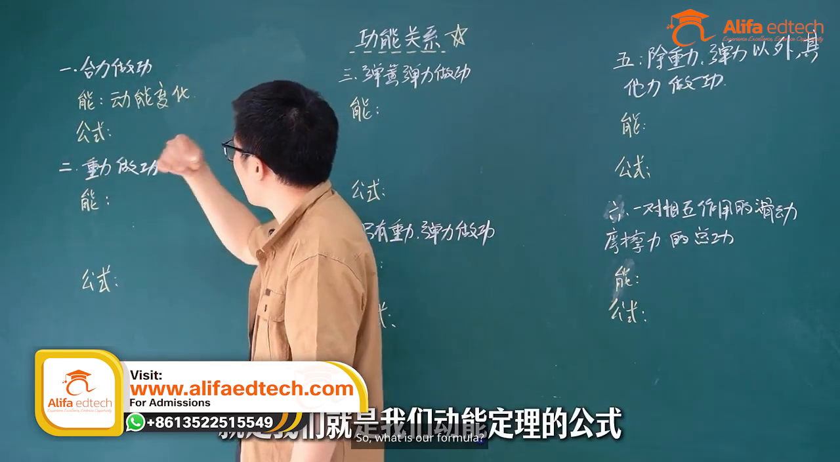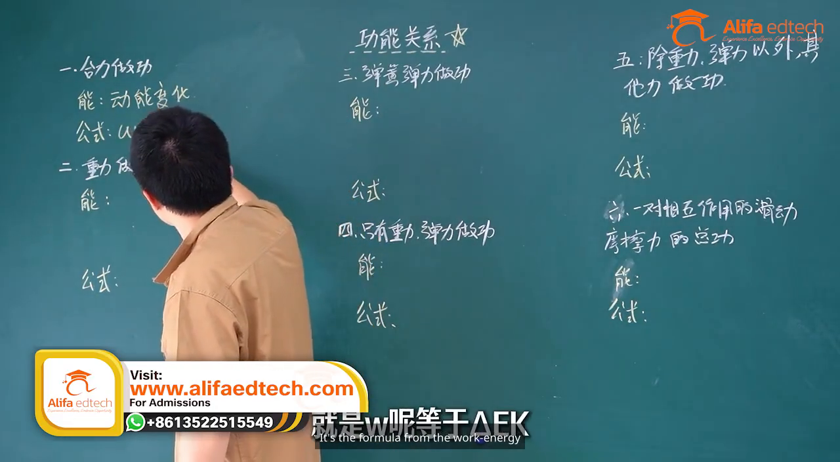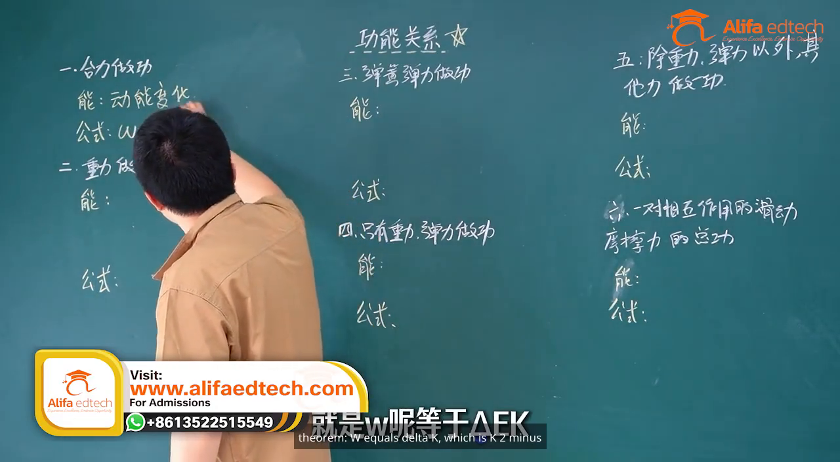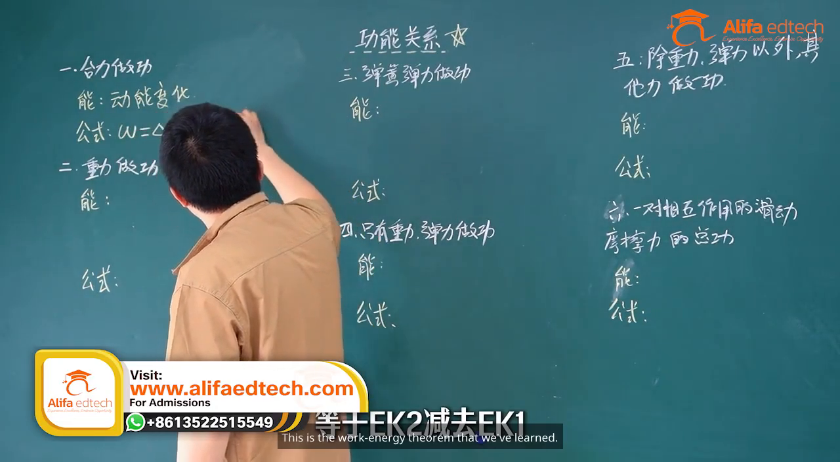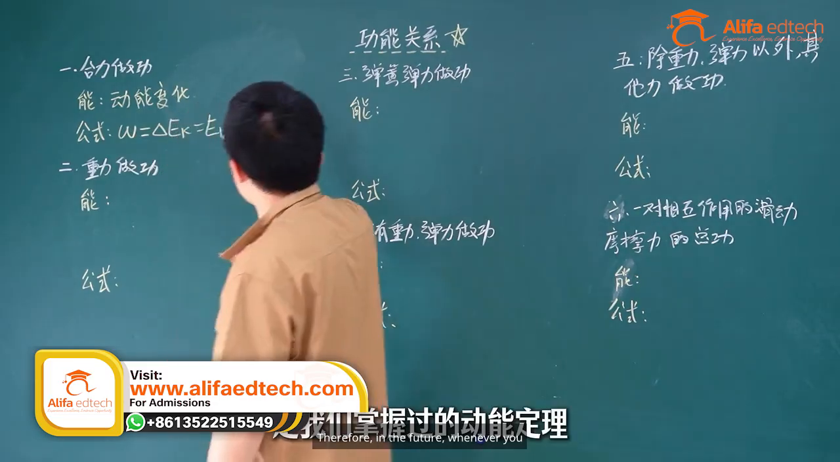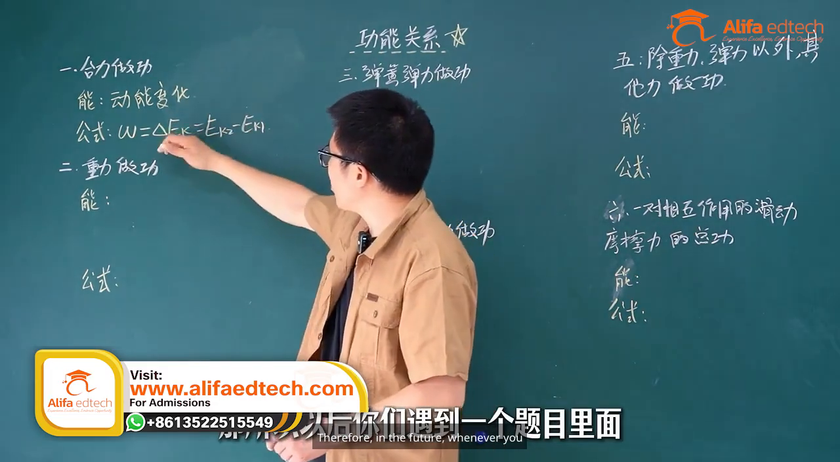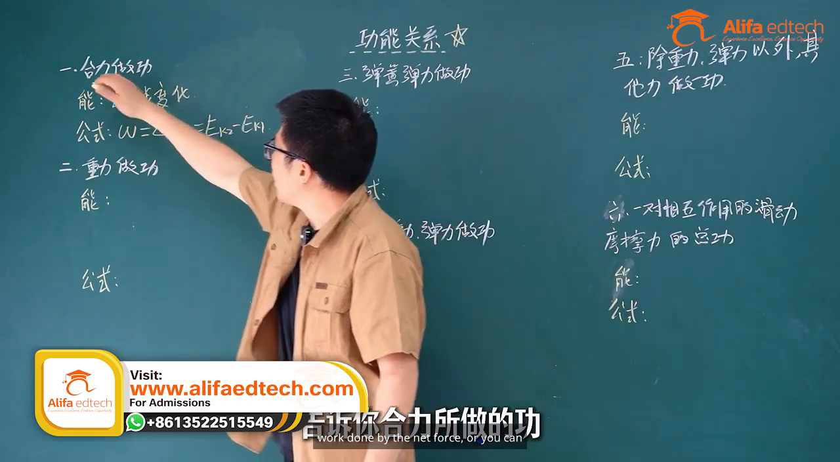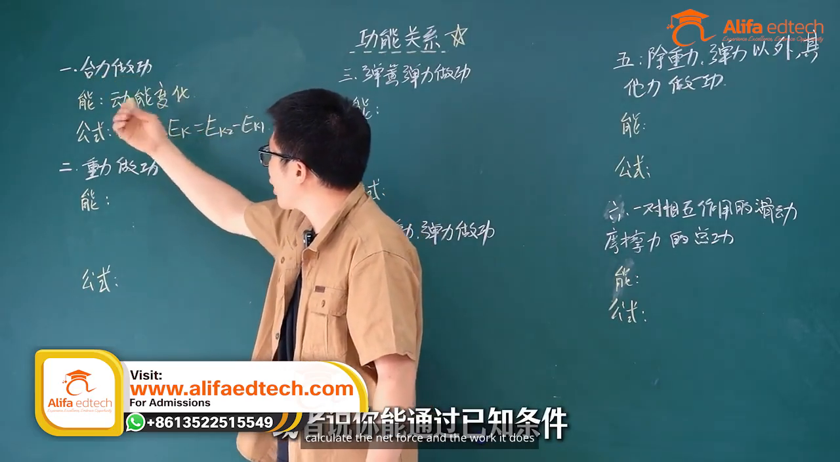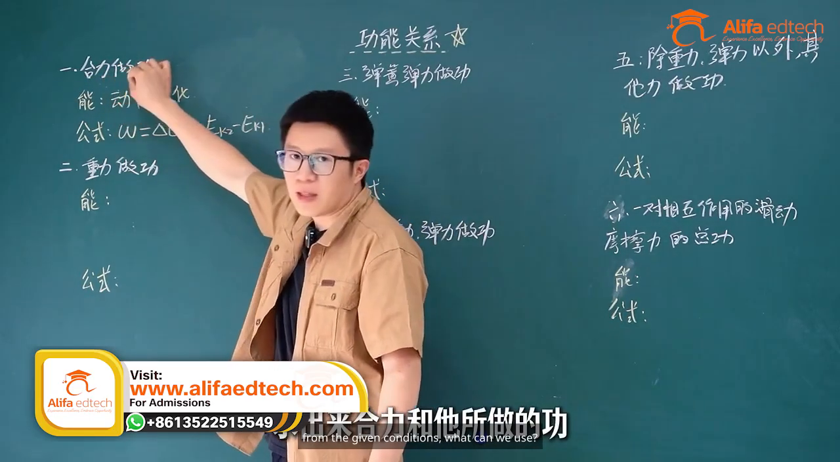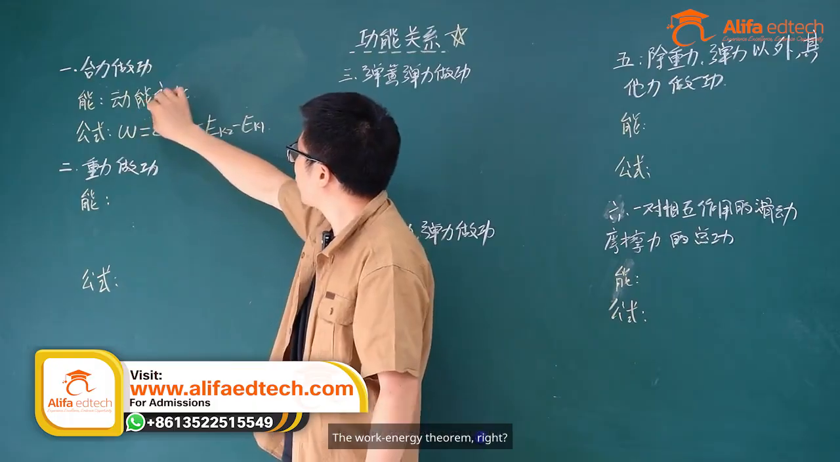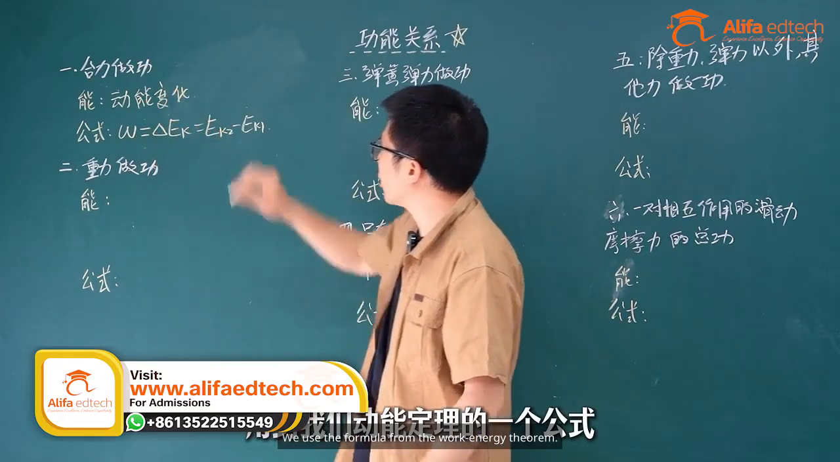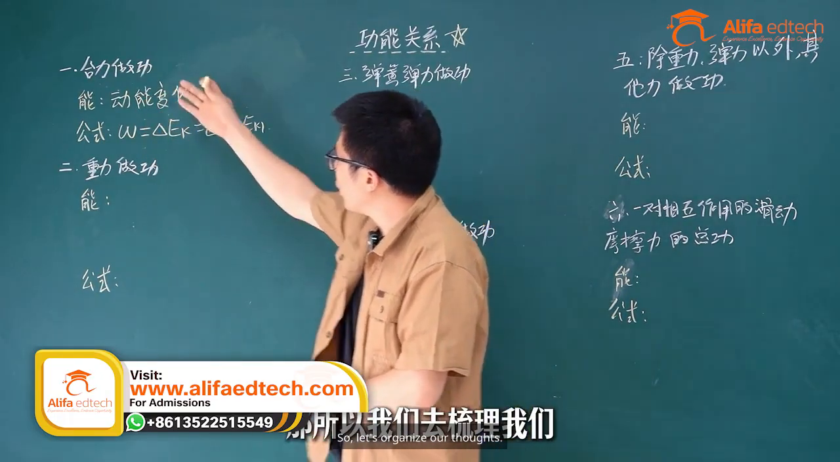So what is our formula? It's the formula from the work-energy theorem. W equals delta K, which is K2 minus K1. This is the work-energy theorem that we've learnt. Therefore, in the future, whenever you encounter a problem where you're told the work done by the net force, or you can calculate the net force and the work it does from the given conditions, what can we use? The work-energy theorem, right? We use the formula from the work-energy theorem. So, let's organize our thoughts.